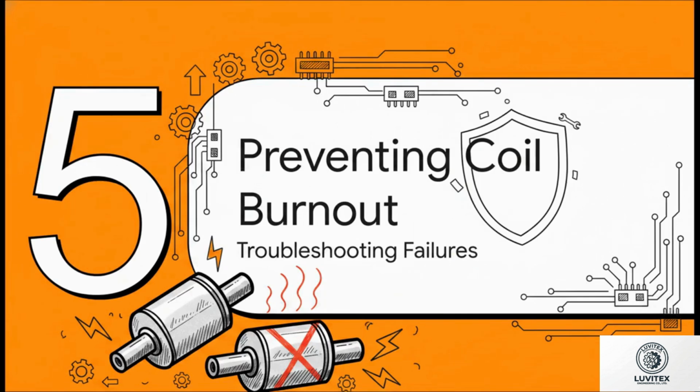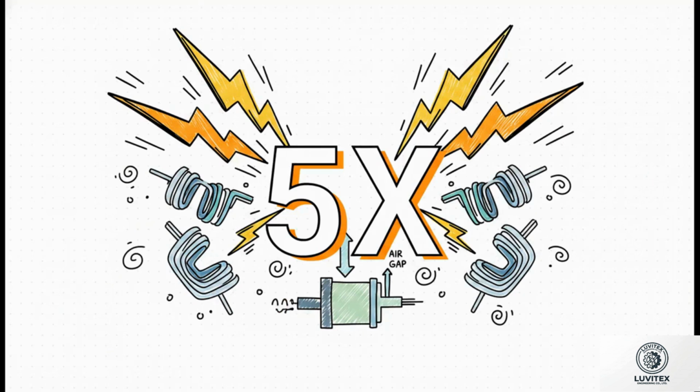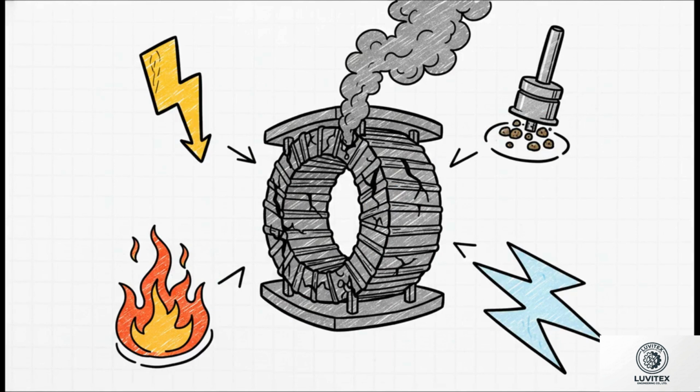Which brings us to Section 5, Preventing Coil Burnout, Troubleshooting the Failure Point. So the crucial point here is a massive 5x multiplier. Let me explain. When an alternating current coil, an AC coil, is first turned on, it experiences an initial surge of electricity called inrush current. This surge can be up to 5 times higher than its normal, everyday operating draw. And the crazy thing is, it stays dangerously high until the magnetic plunger finishes moving and totally closes the air gap inside. Knowing about that massive inrush current totally explains why these coils burn out.